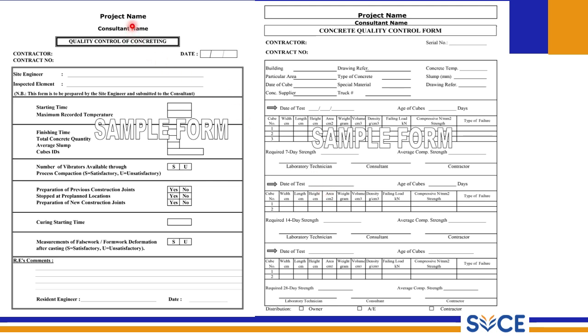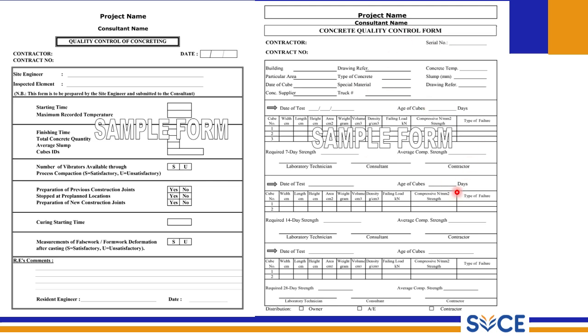At the top you can mention the project name and the consultant name, and what different aspects of quality control we are doing. The starting time, maximum recorded temperature of the concrete, finishing time, average slump, table ID, everything will be mentioned in the report. And at the bottom, there are comments. We need to give some remarks so that the engineer will take necessary action in the execution part.